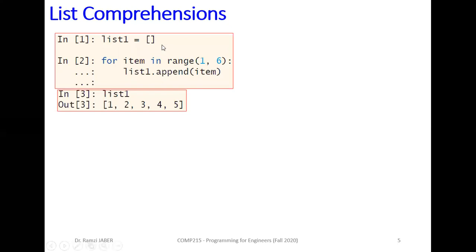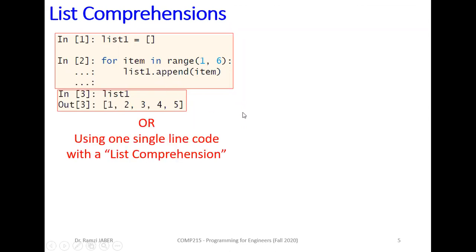If you want to fill a list from 1 to 5, we can use these three lines. List 1 equals an empty list, then using a for loop, for item in range 1 to 6, and using list1.append(item). So we add each item using append, item by item. Item here will be from 1 to 5. So with these three lines, we fill the list from 1 to 5.